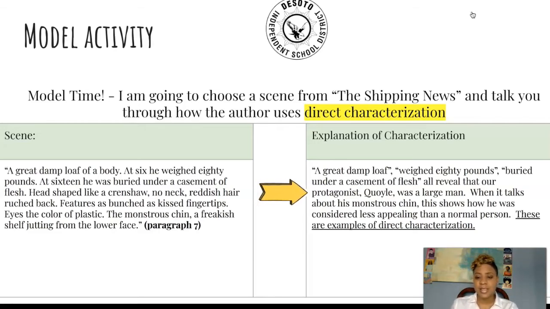So when we talk about explanation of characterization, let's look at the phrase, a great damp loaf. Let's also look at the phrase, weighed 80 pounds. Also, buried under a casement of flesh. All of these specific phrases reveal that our protagonist was a large man. When it talks about his monstrous chin, this shows how he was considered less appealing than a normal person. These are all examples of direct characterization.